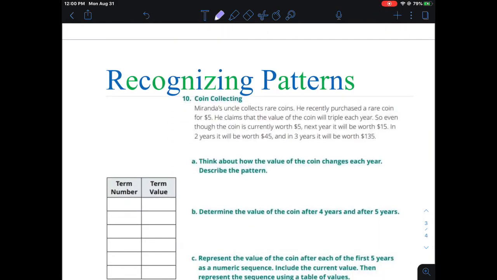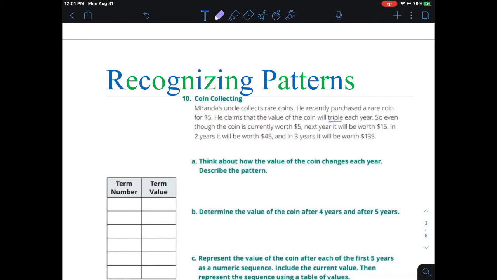Moving on to number 10, which is actually our last question here. Miranda's uncle collects rare coins. He recently purchased a rare coin for $5. He claims that the value of the coin will triple, which is times 3, each year. So even though the coin is currently worth $5, next year it'll be worth $15, and in 2 years it'll be worth $45, and in 3 years it'll be worth $135. So each year we triple it, we times it by 3.